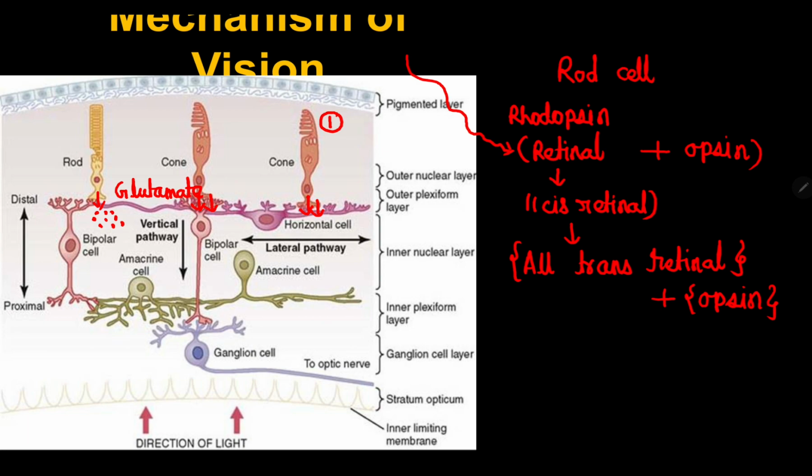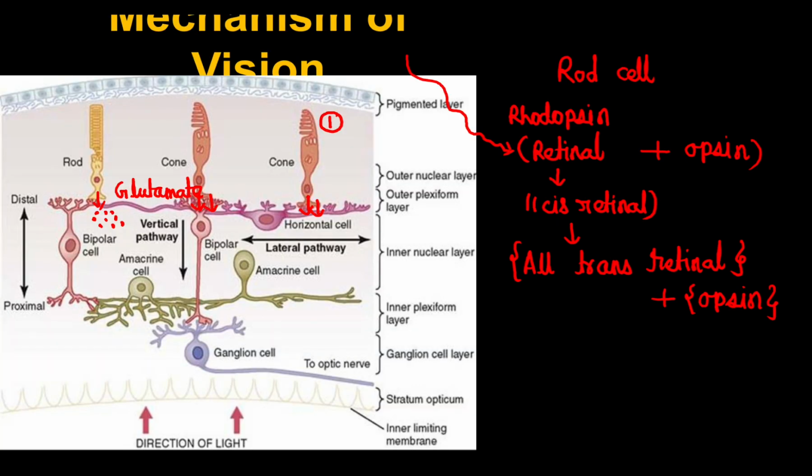But when light striked, students, and the sodium ion channel and potassium ion channel, everything was stopped, then this glutamate secretion decreased. When light was not there, glutamate secretion was more. Glutamate is a neurotransmitter, its secretion was more, but when light is there, its secretion decreases.